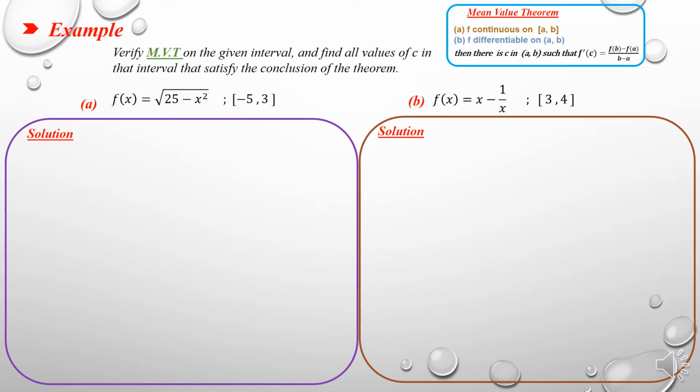In the second example, we have the mean value theorem, and we have two conditions for the mean value theorem. The first condition is f is continuous on the closed interval a to b. f is differentiable on the open interval a to b. And the conclusion: then there is c such that f prime of c equals f of b minus f of a divided by b minus a, which is the slope of the secant from a to b.